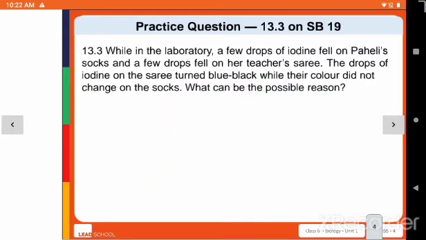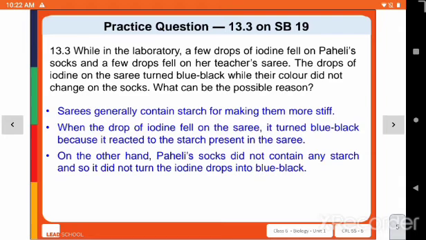13.3. While in the laboratory, a few drops of iodine fell on Paheli's socks and a few drops fell on her teacher's sari. The drops of iodine on the sari turned blue-black, while their color didn't change on the socks. What can be the possible reason? And the answer is, saris generally contain starch for making them more stiff.